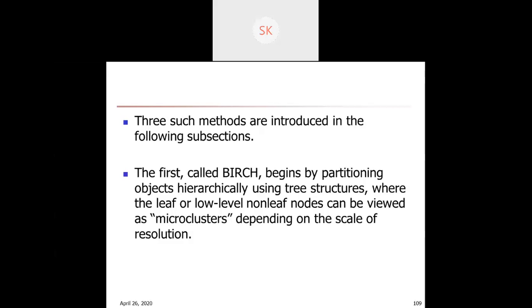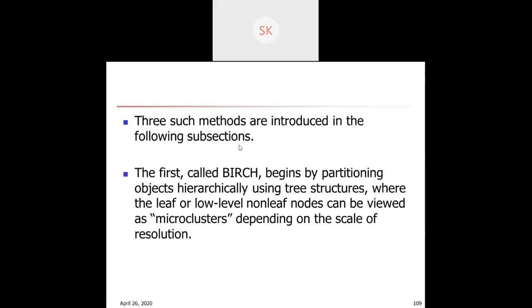Now, other clustering techniques apart from agglomerative and divisive, three such methods are introduced in the following subsections. First is called BIRCH. It begins by partitioning objects hierarchically using a tree structure, where the leaf or the low-level non-leaf nodes can be viewed as microclusters depending on the scale of resolution.